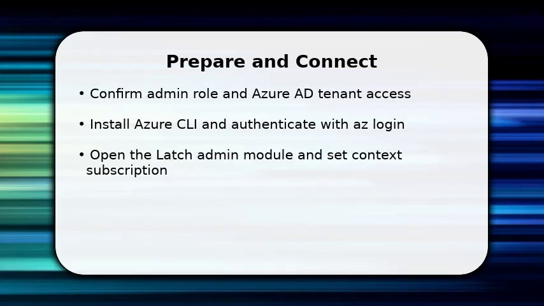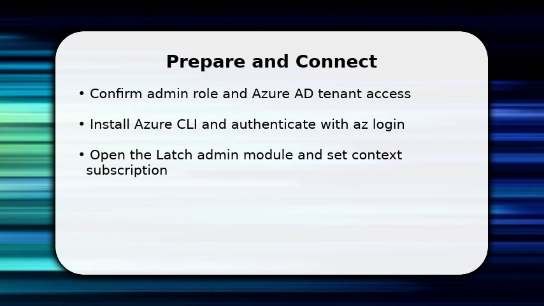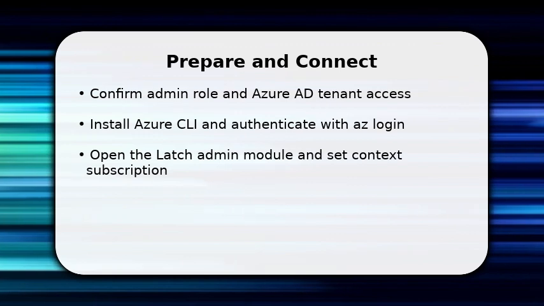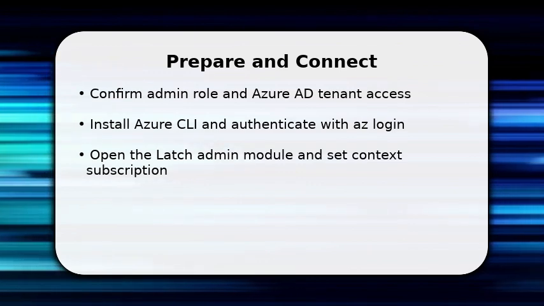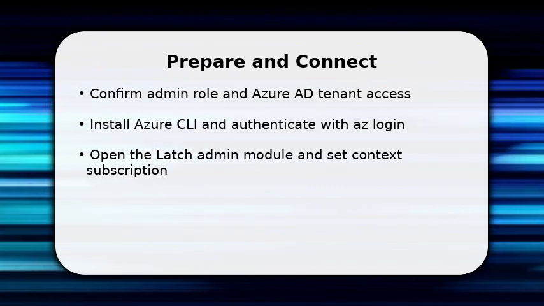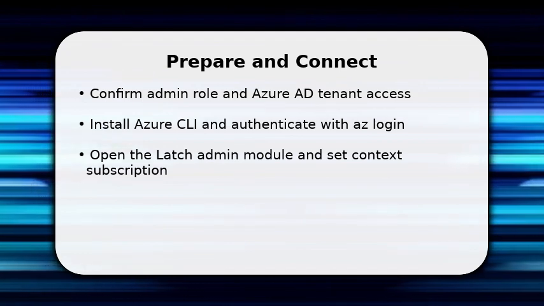Enjoy the video. You start by confirming you already have an admin role in Azure AD and Tenant Scope. This grants permission to issue Latch admin commands. Next, install and update Azure CLI if needed, then run az login to authenticate with your account. Once authenticated, make sure to set the subscription context with az account set --subscription sub ID so subsequent Latch commands target the correct environment. This prevents accidental changes to other subscriptions and ensures commands execute against the intended resources.